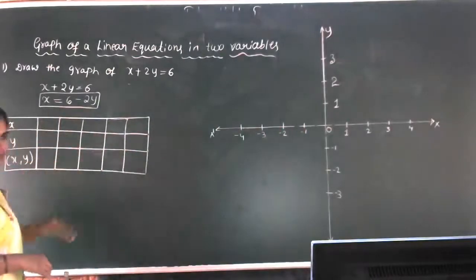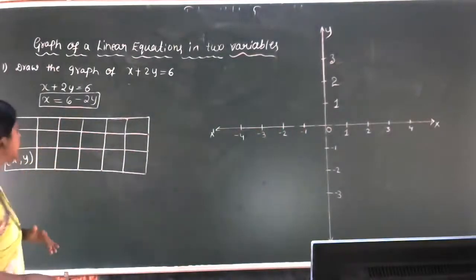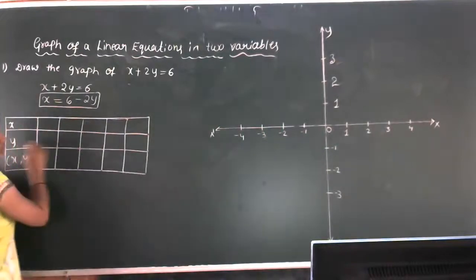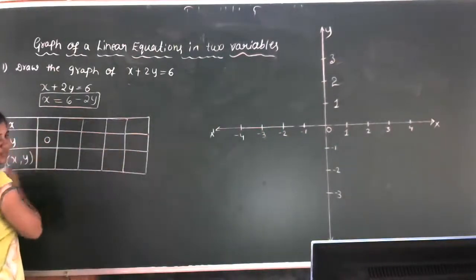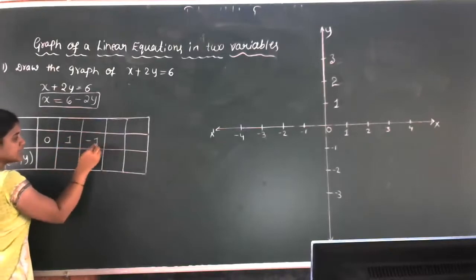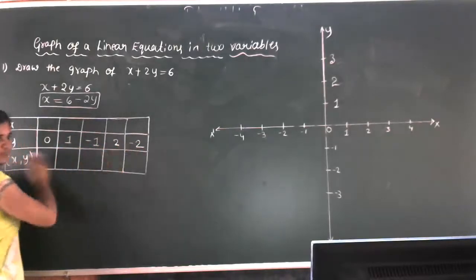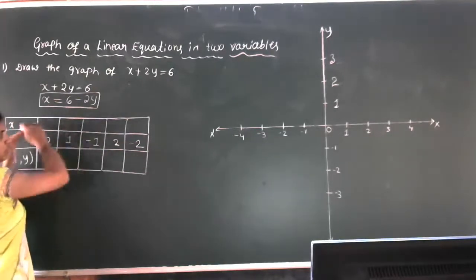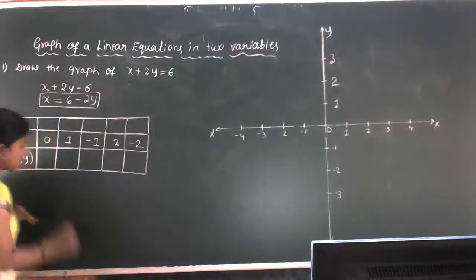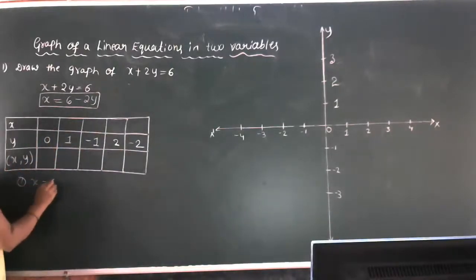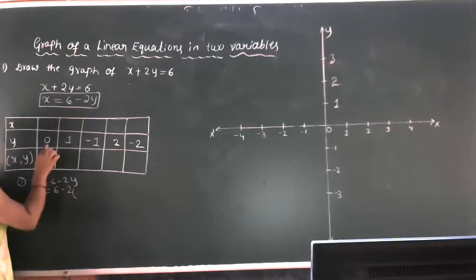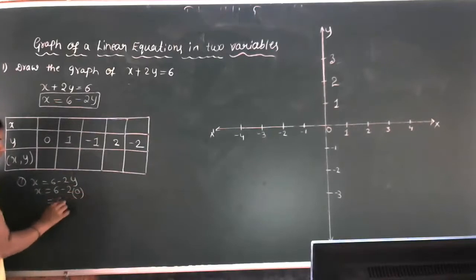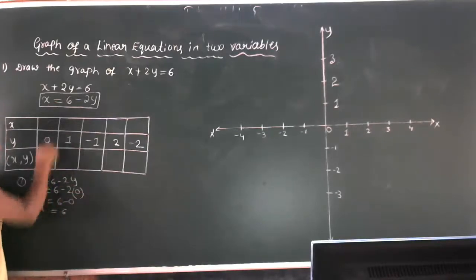Now first let us concentrate on the solutions part. Okay. So now first, the y value you can choose. So first fix 0. Next plus 1, then minus 1, then plus 2, then minus 2. We are fixing these y values. Now for these y values we have to calculate x. First, x is equal to 6 minus 2y. Then x is equal to 6 minus 2 into the first value, y is 0. Then 6 minus 0, that is 6. x is equal to 6. The first solution is 6 comma 0.